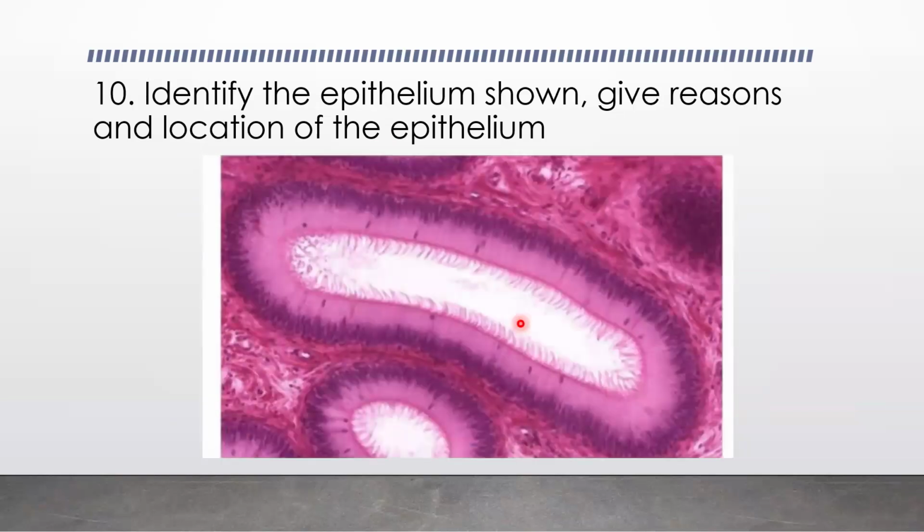At this point, you can appreciate this is pseudostratified columnar epithelium with stereocilia, a characteristic of the epididymis. Pseudostratified columnar epithelium with stereocilia, a characteristic of the epididymis itself. You can appreciate the stereocilia at this point.